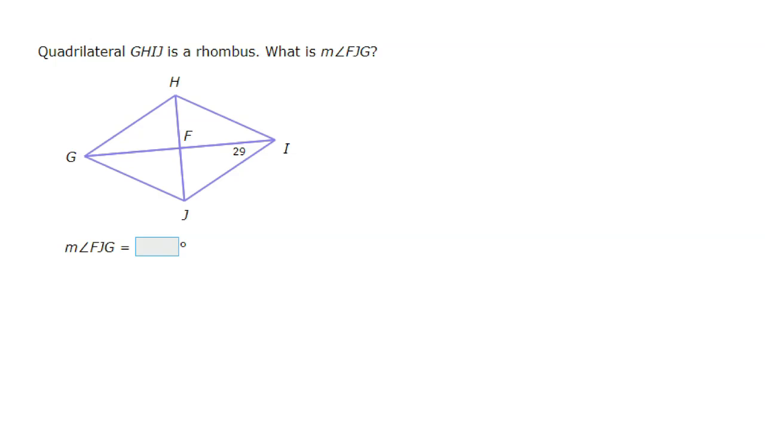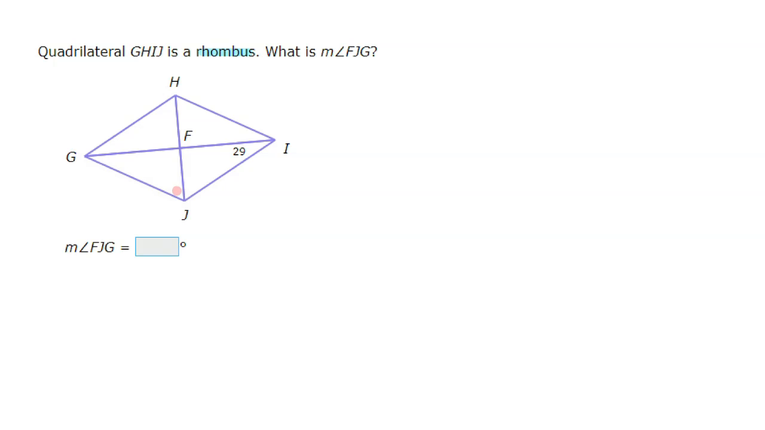Let's look at another one. It says quadrilateral GHIJ is a rhombus. Once again, all of those features we just examined with the previous question apply here. It says, what is the measure of angle FJG? So let's look really carefully at what angle that will be. FJG means that we're talking about this small angle right here. So I'm going to label it in red.